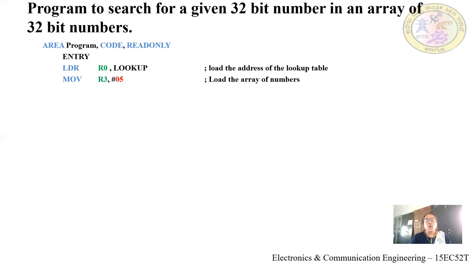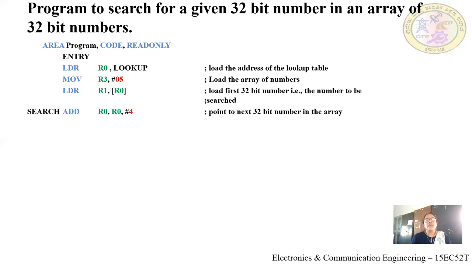Then load the array of numbers. This is the count: how many numbers are there in the array? That count we have taken in the register R3. So R3 gives the total number of elements in the array. Then load the first 32-bit number into register R1. We're using the instruction LDR, load register R1 with the value in the memory location pointed by register R0. And this is the number to be searched in the array. So the number to be searched is there in the register R1.